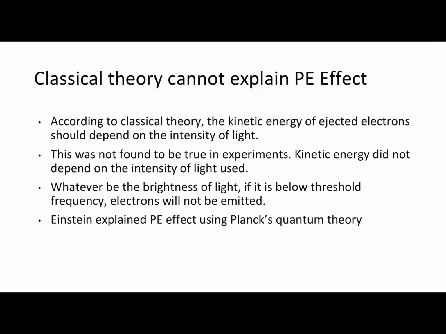Thus, an electron absorbs a quantum of energy from light, and if the energy absorbed is greater than the minimum energy required by an electron to escape from the metal surface, then the electron is ejected from the metal surface with some kinetic energy.